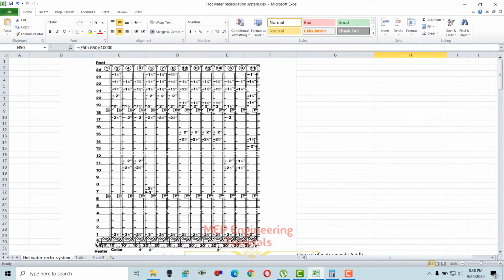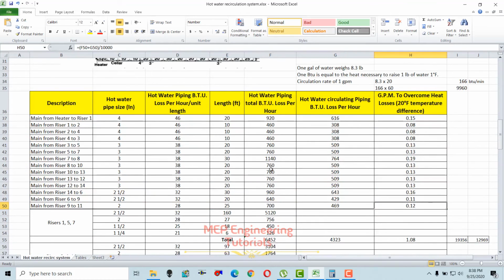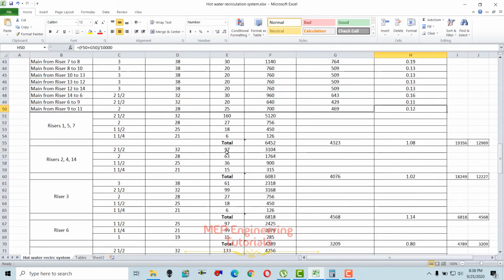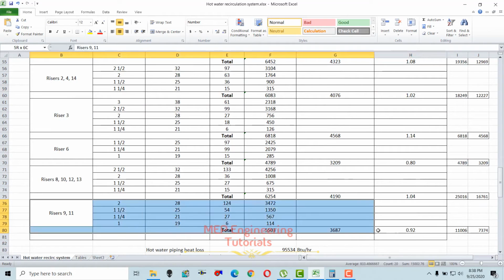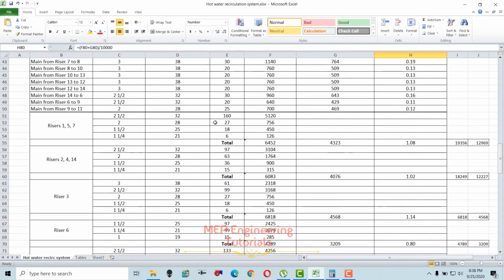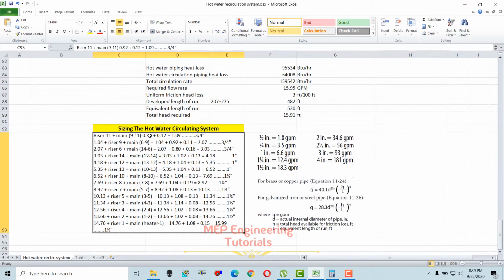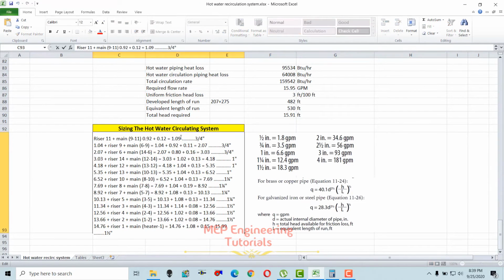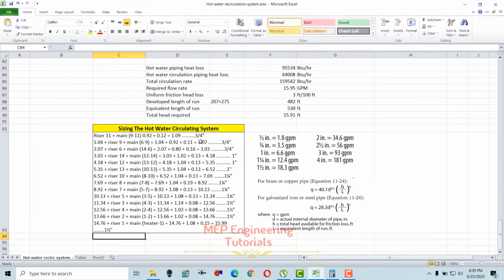And riser 11 is how much GPM? Riser 11, this one. Remember that 0.12, and riser 11 is 0.92. So 0.92 and 0.12. So 0.92 plus 0.12 is 1.09 GPM total. So if you see that 1.09 GPM based on the assumption and based on the values applied to this formula, we got this thing. So 1.09 is less than 3.5 GPM.